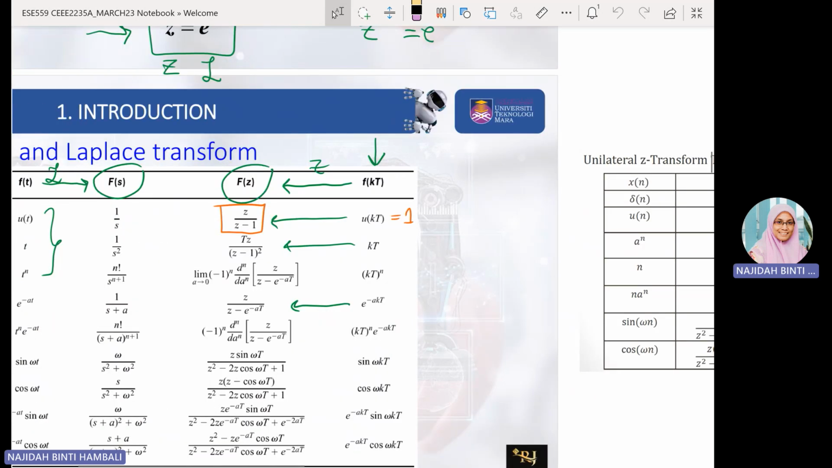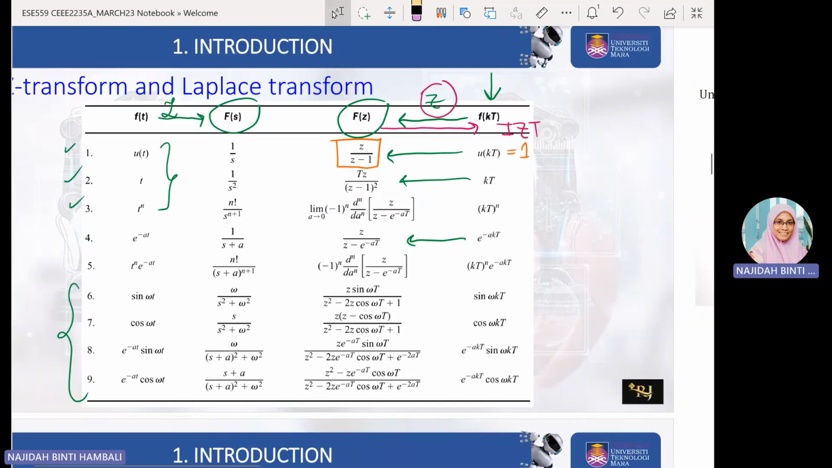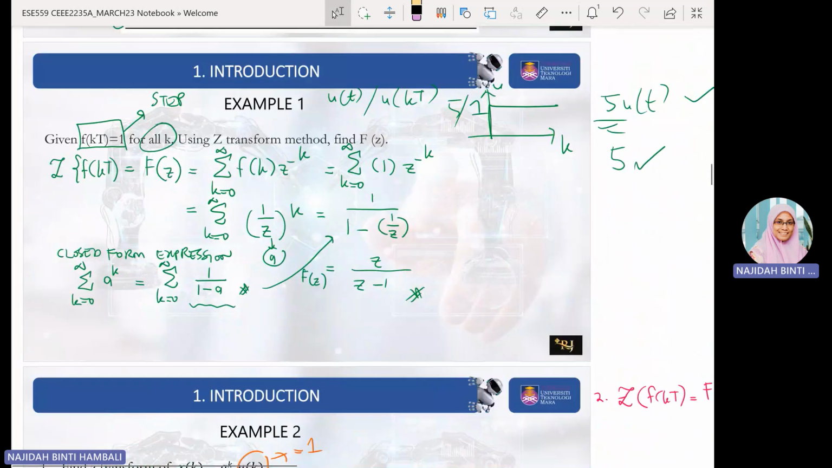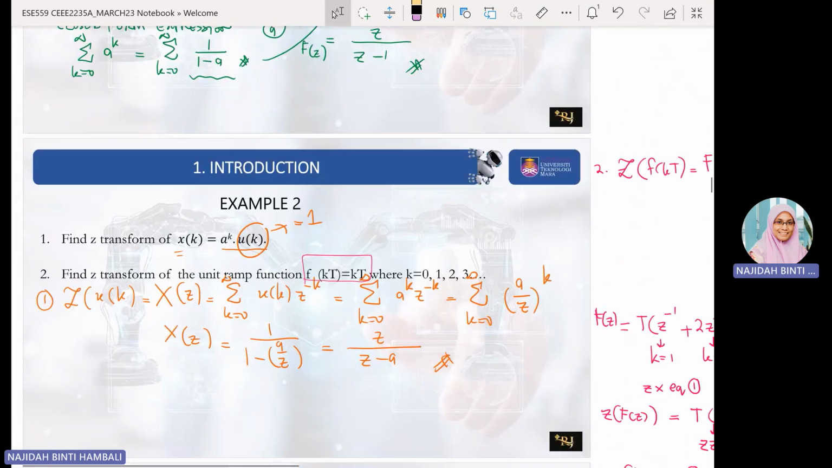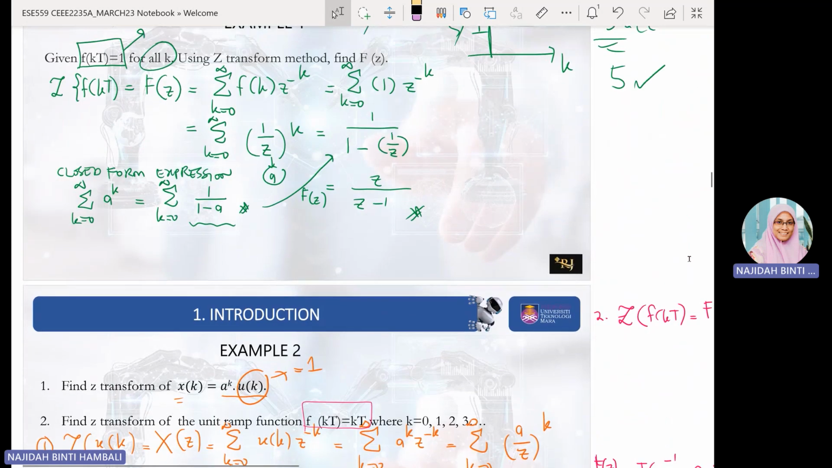From f(kT) to F(z), this is a Z transform. From F(z) to f(kT), this is inverse Z transform. Here, can you differentiate between Z transform and inverse Z transform? Next, we have gone through the Z transform, for example number 1 and number 2, by deriving using the Z transform equation until we get the result as listed in your Z transform table.